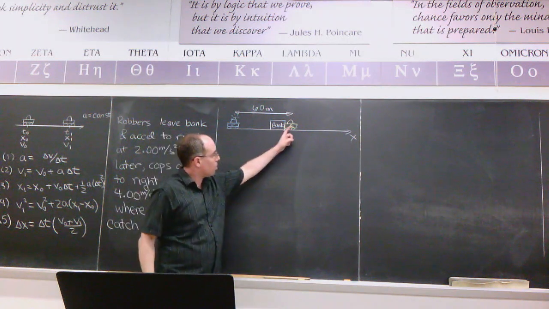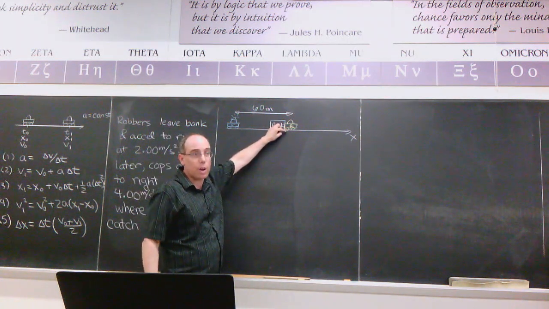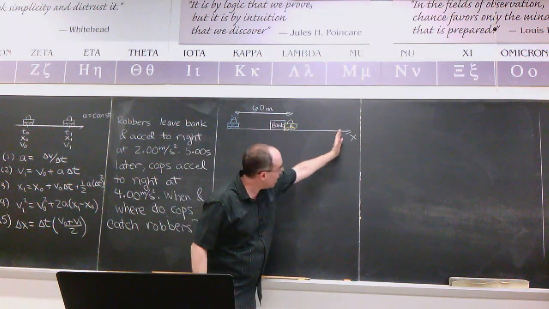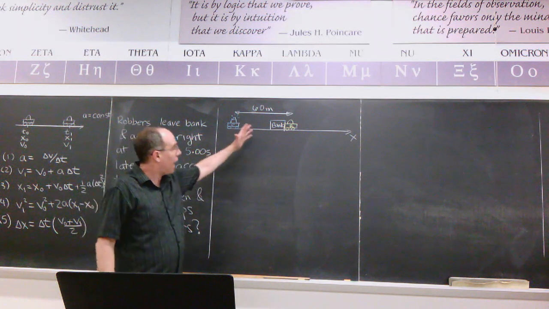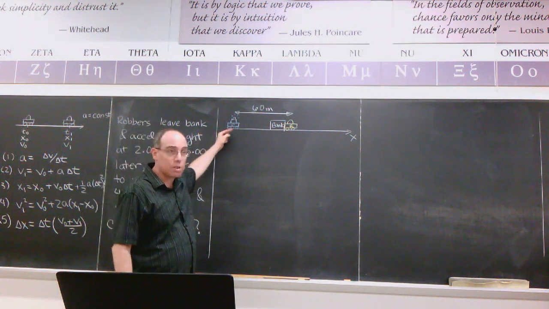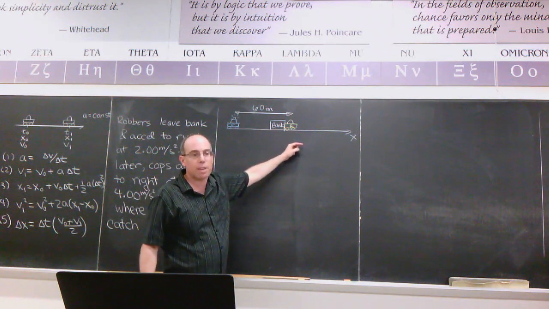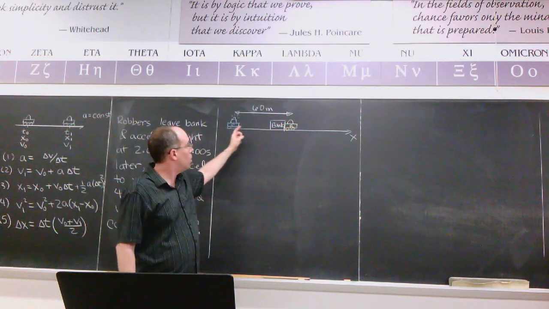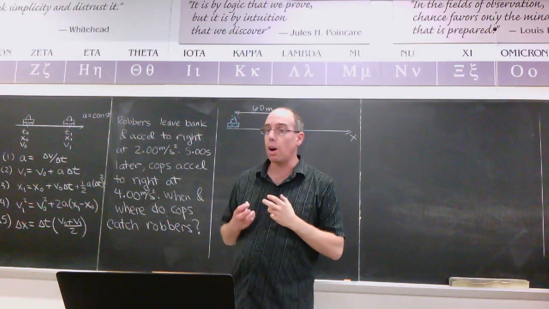Okay. So the robbers are going to rob the bank. They're going to jump in their getaway car. They're going to accelerate to the right at 2 meters per second per second. 5 seconds later, the cops get the call, and then the cops are going to accelerate to the right at 5 meters per second per second. Okay? So we want to know when and where the cops catch the robbers.